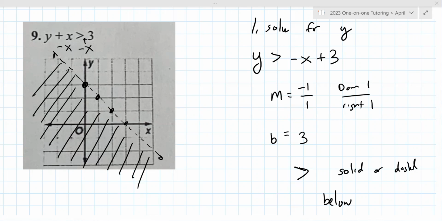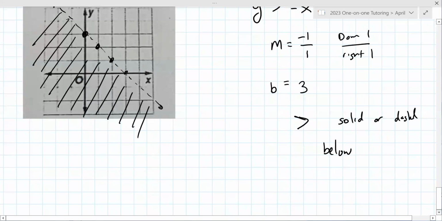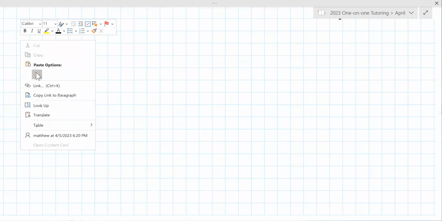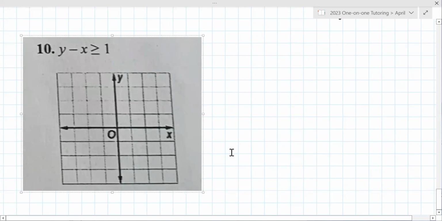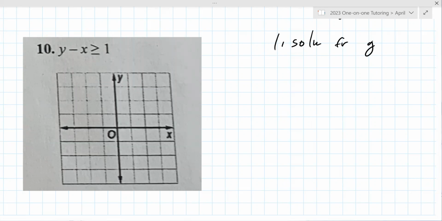All right, let's look at 10 together. Again, you first got to solve for y. Got to solve for y. And here you've got y minus x on the left greater than or equal to 1. How do you move minus x to the right?